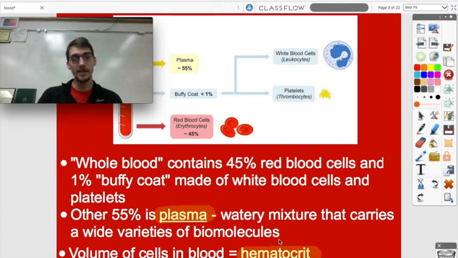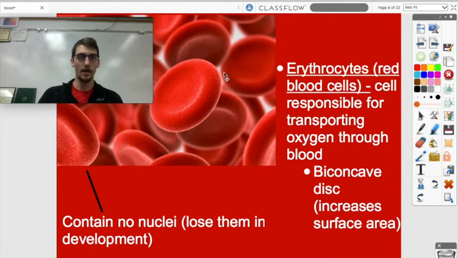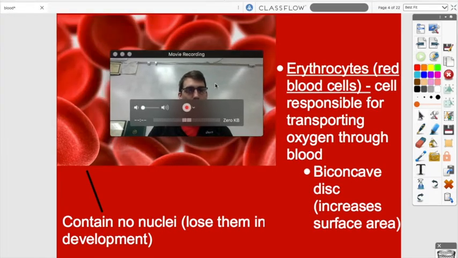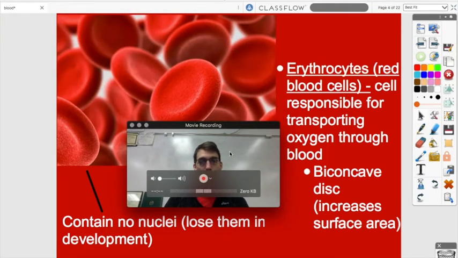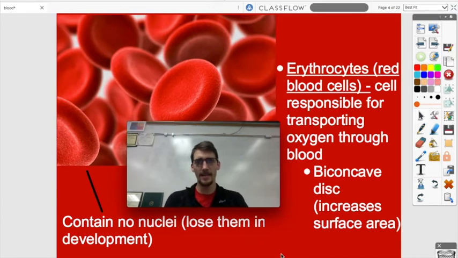The volume of cells in the blood is called hematocrit, and hematocrit should be anywhere from 40 to 50%, so the average is 45%, but it can range. So that's what you call a hematocrit. So let's talk about red blood cells. Red blood cells are also known as erythrocytes, and they are the cells responsible for transporting oxygen through the blood.